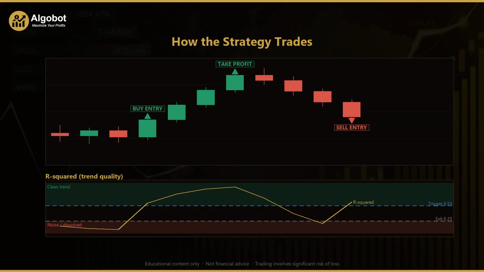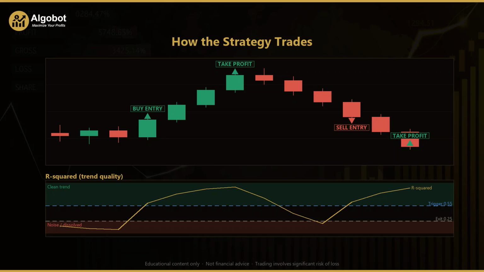After that, the picture changes again. On candles 7 and 8, price stalls near the highs and starts to roll over. In the panel, R-squared fades from its peak back down, and by candle 9 it has slipped toward the exit zone. The clean line has dissolved. The market is undecided once more, so the strategy simply waits for the next organized move.